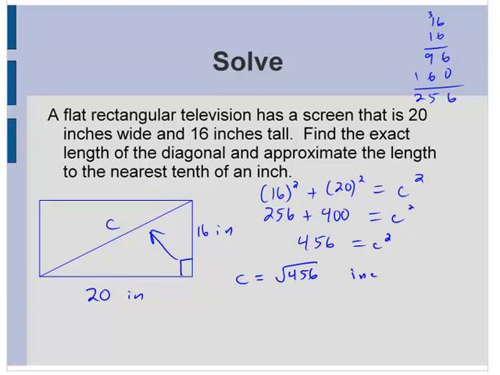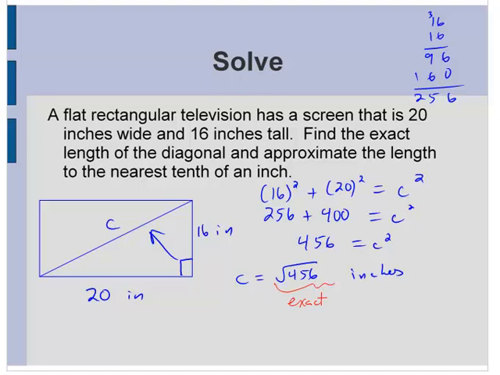And this would have units of inches. This would be exact. This measure is exact. It is still in its square root form. It does say, though, to approximate the length to the nearest tenth of an inch.